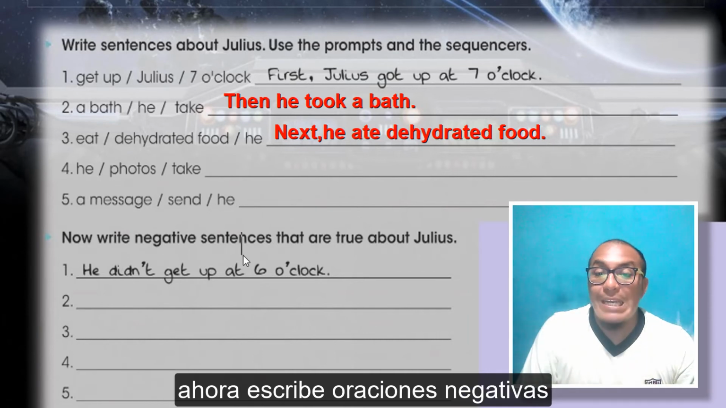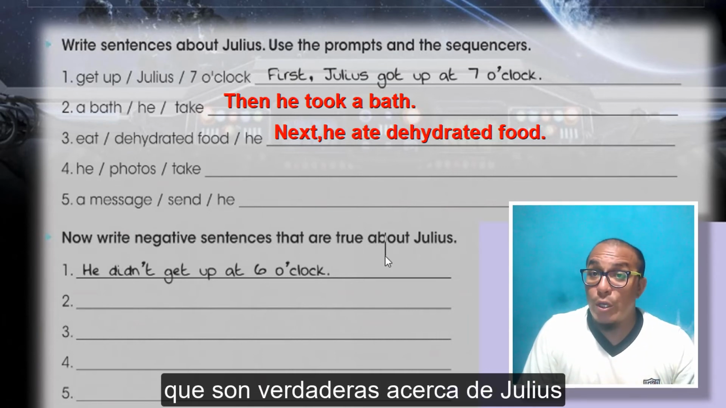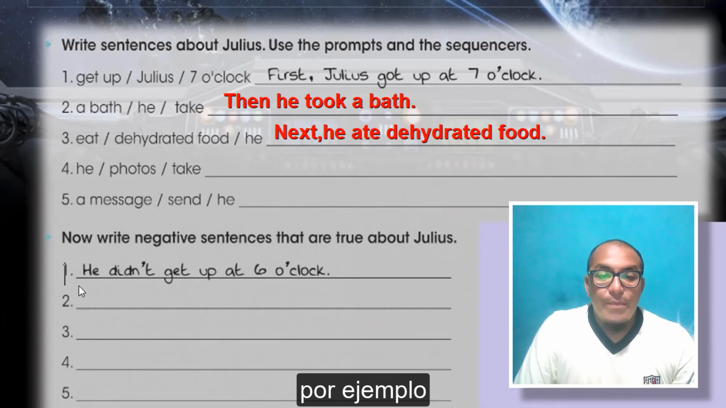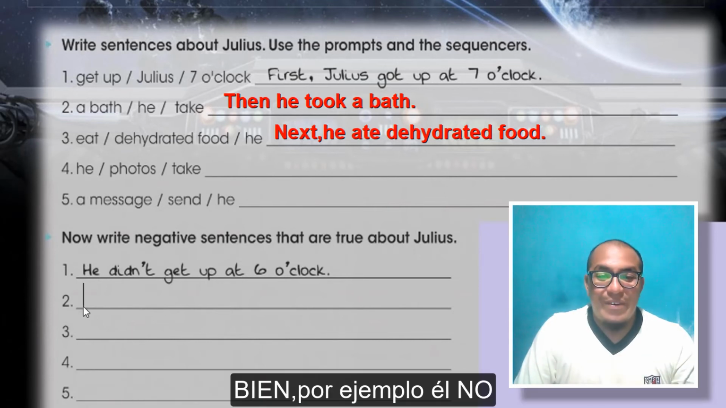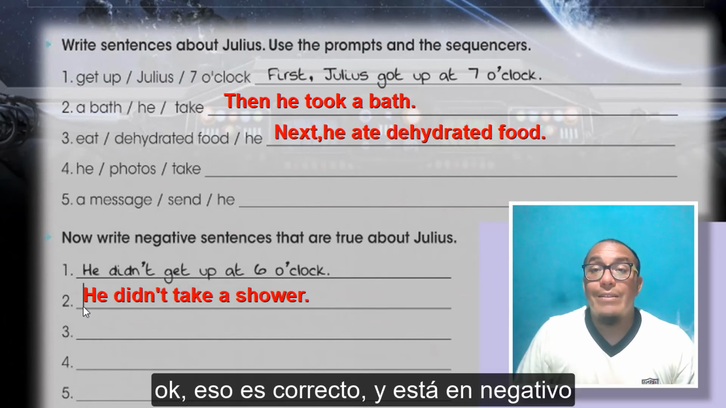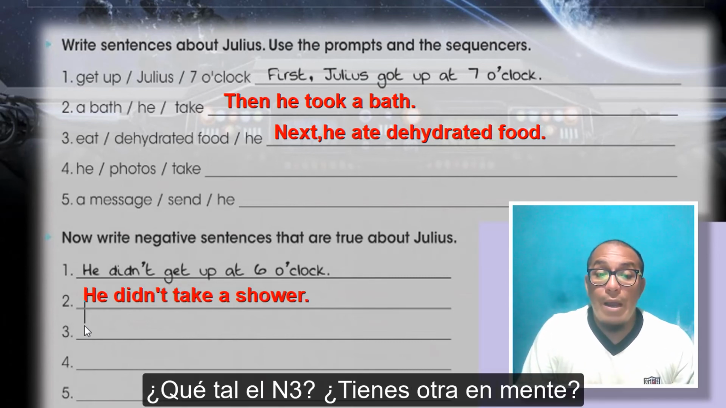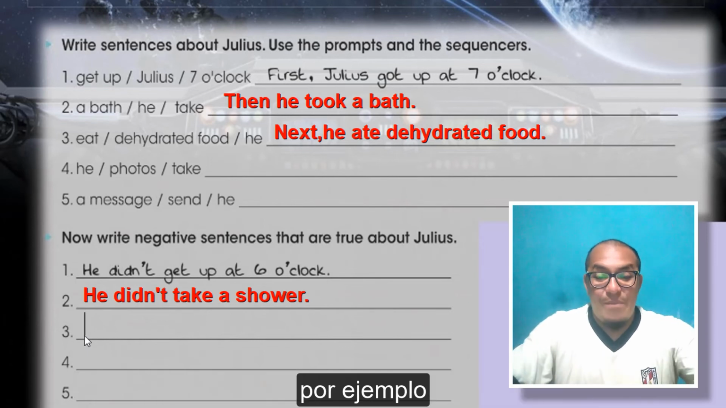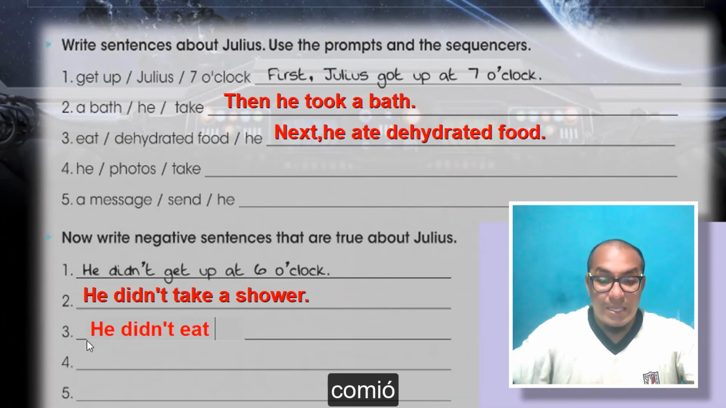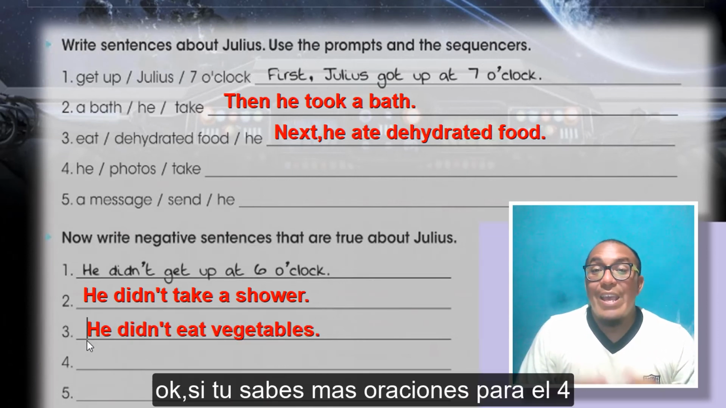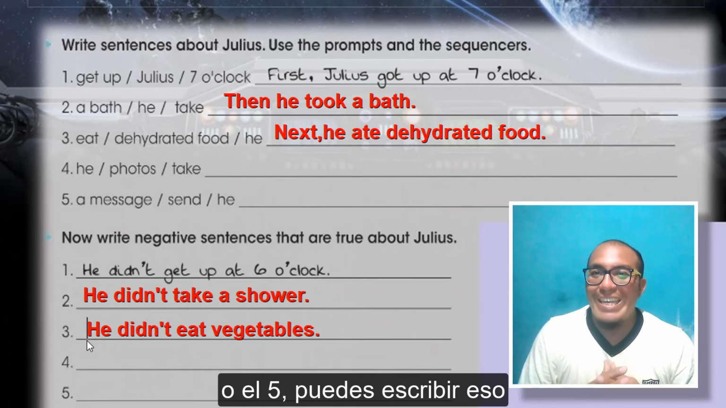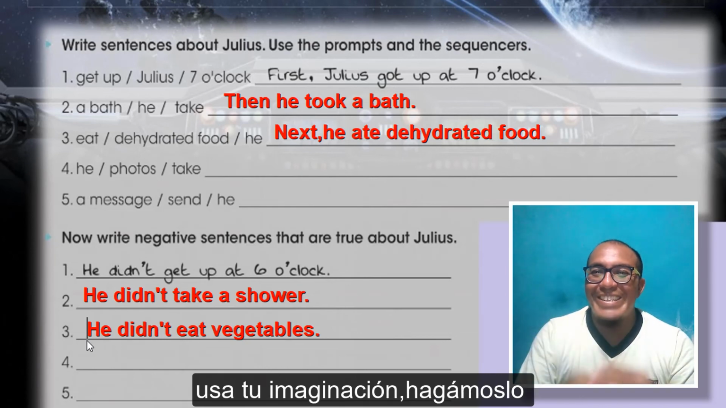Now write negative sentences that are true about Julius. Just true. For example, he didn't get up at 6. Do you have any other sentence? Good. For example, he didn't take a shower. Okay? That is true, but that is in negative. What about number 3? Do you know other? For example, he didn't eat vegetables. Okay, if you have other sentences for number 4 and number 5, you can write it. Use your imagination. Let's do it.